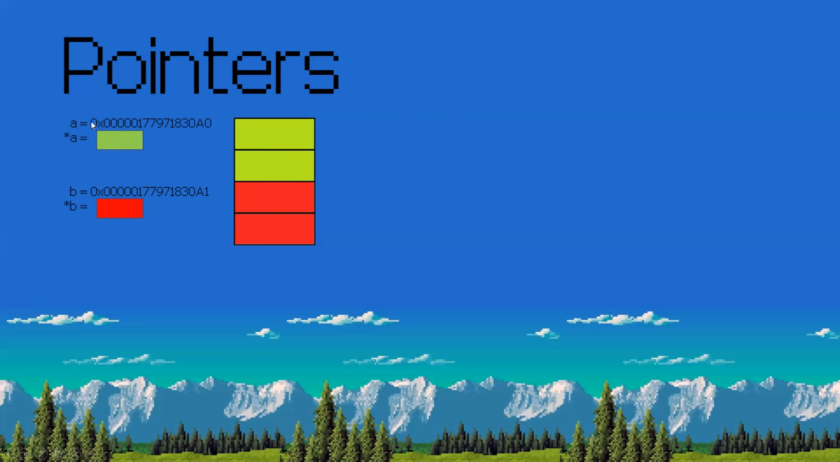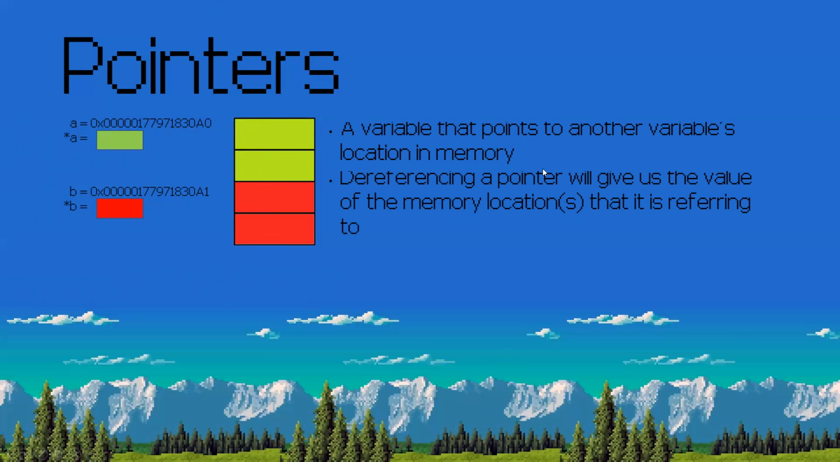So this is a hexadecimal value. And when converted to decimal values, it will look like an integer. So keep this fact in your mind because I'm going to go over it later. The definition of a pointer is a variable that points to another variable's location in memory. Dereferencing a pointer will give us the value of the memory location that it is referring to.